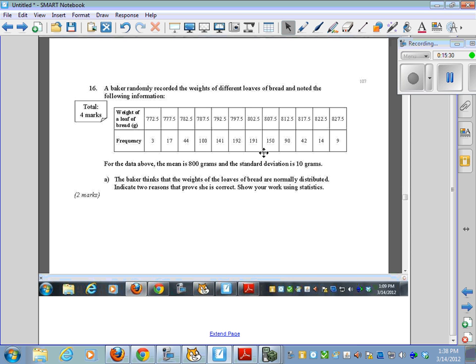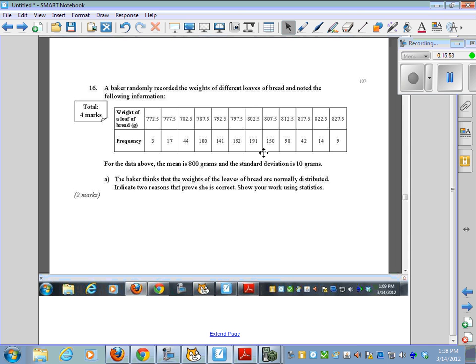A baker randomly recorded the weights of different loaves of bread and noted the following information. For the data above, the mean is 800 grams and the standard deviation is 10. The baker thinks that the weights of the loaves of bread are normally distributed. Indicate 2 reasons that prove she is correct. Show your work using statistics. Have you seen a question like that yet?